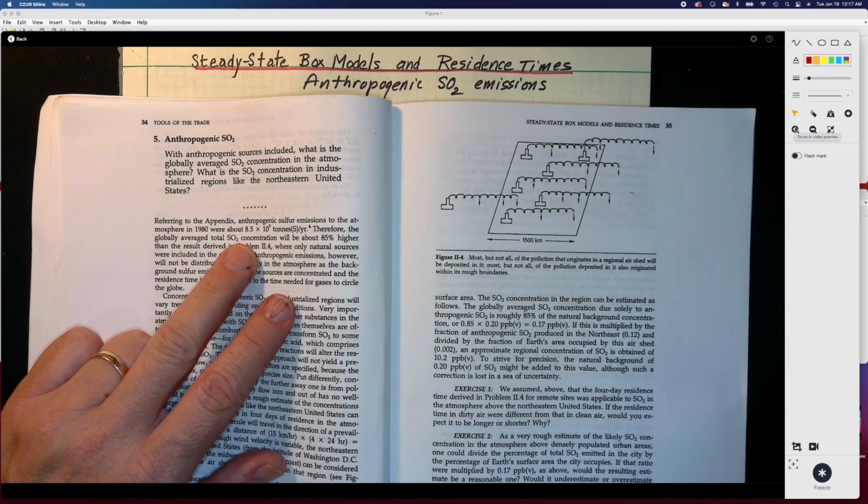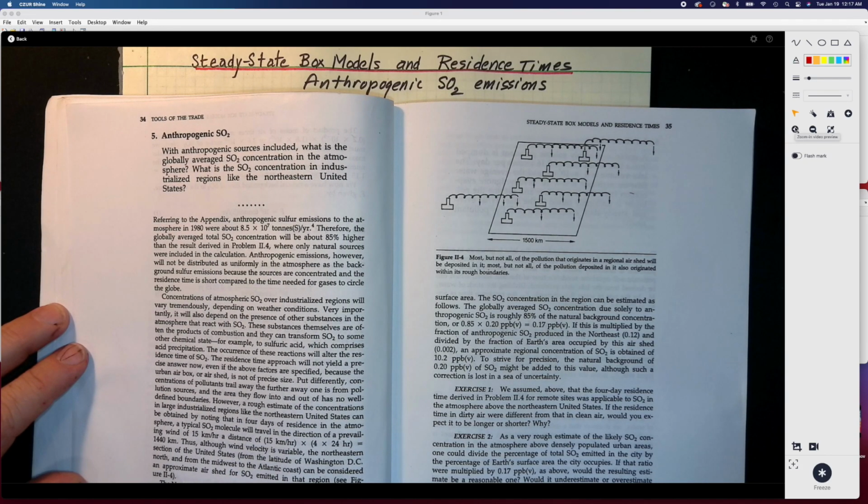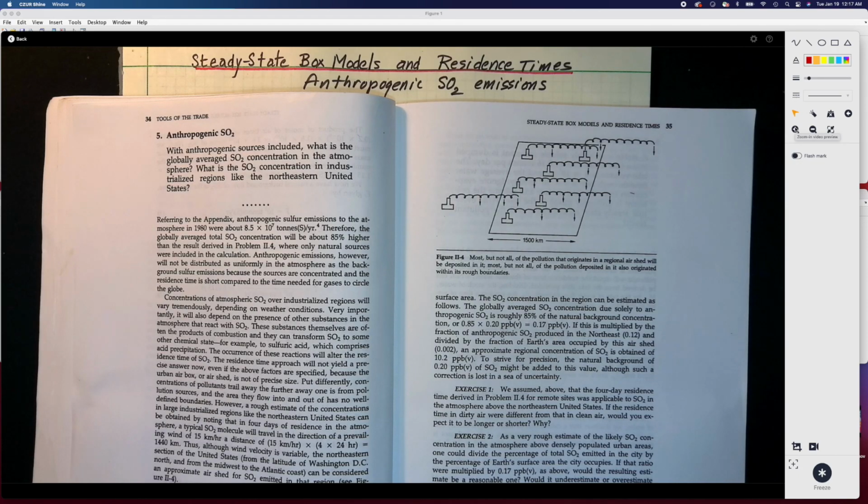And the way we're going to solve this problem, we're given the global anthropogenic emissions in 1980 to be 8.5 times 10 to the 7 tons of sulfur per year. We're going to assume first that this is well mixed through the whole atmosphere, and then scale the previous concentration of 0.2 ppb for the natural background concentration. We're going to scale that by the relative size of the anthropogenics compared to the natural emissions. And then we're going to apply the same kind of ideas again. We're going to scale those numbers to get a number that's representative of an industrialized part of the United States. Okay, so let's go through these calculations.